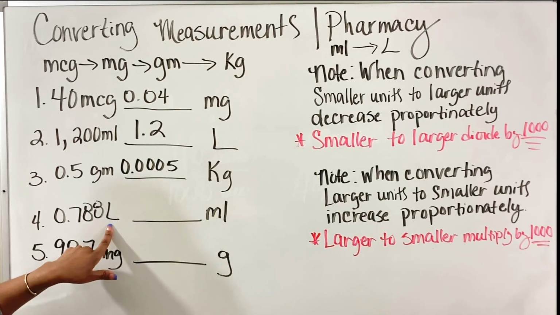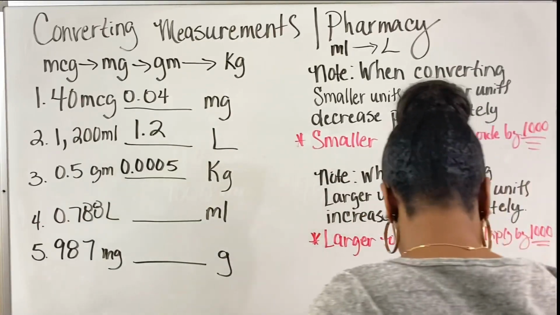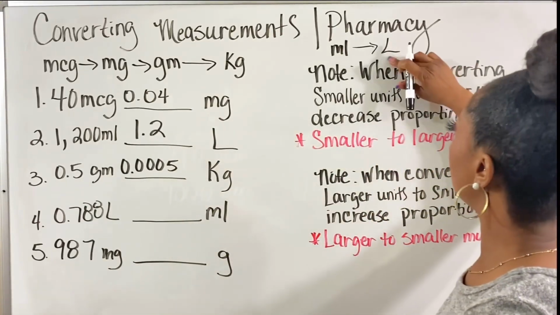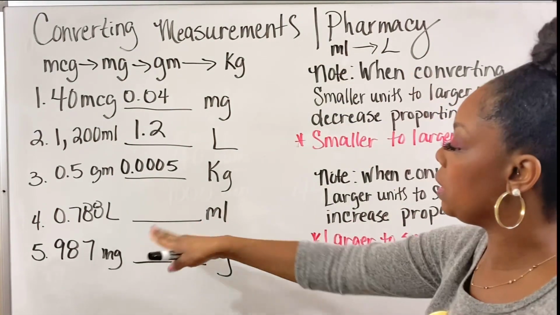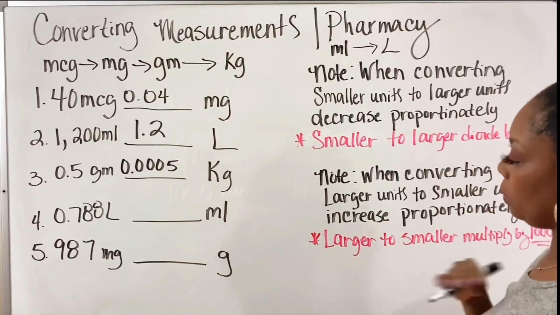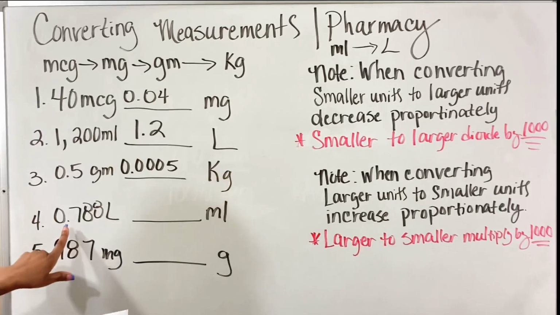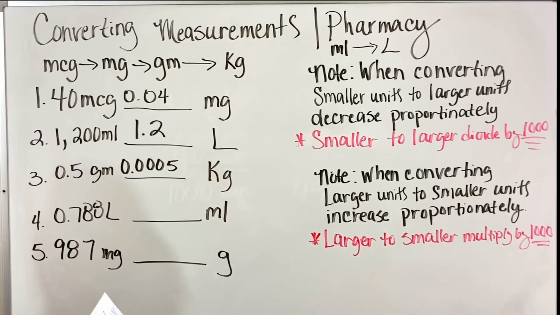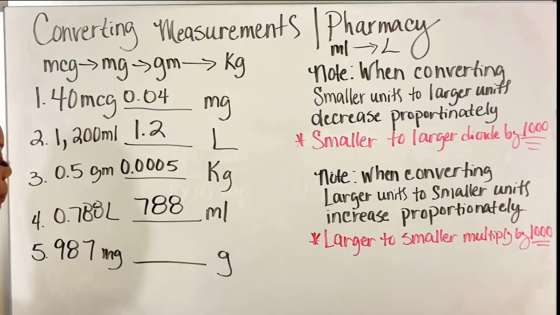Moving on to the next one. We have liters now to milliliters. So that's going to be going from larger to smaller, all right? As you can see, larger to smaller, because it's liters to milliliters. If we're going larger to smaller, we need to multiply by 1,000. So we're going to take this 0.788 and multiply it by 1,000, and that is going to give us 788 milliliters.